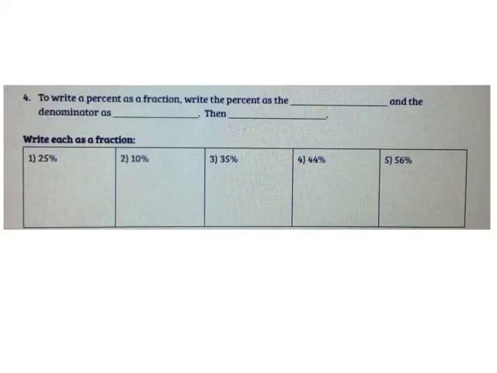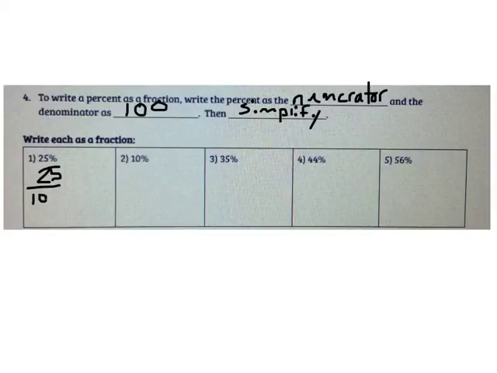I can also write percents as fractions and write fractions as percent. To write a percent as a fraction, write the percent as the numerator and the denominator as 100. Then simplify. So 25%. I can write that as a fraction out of 100. 25% means 25 out of 100, or 25 hundredths. I can simplify by dividing both by 25. What fraction does that give me? That gives me 1/4. 25% is the same as 1/4.